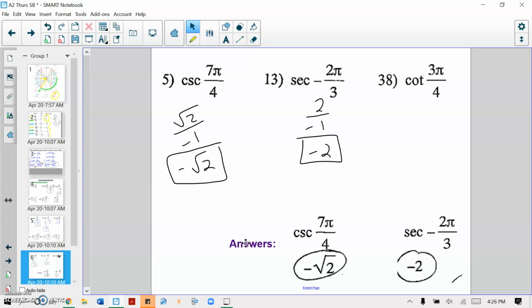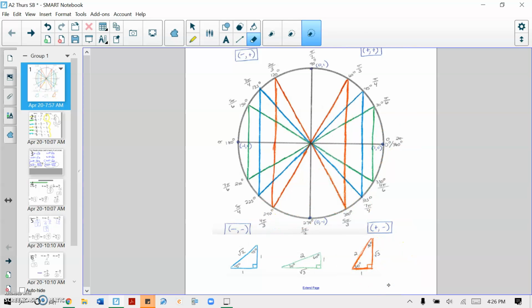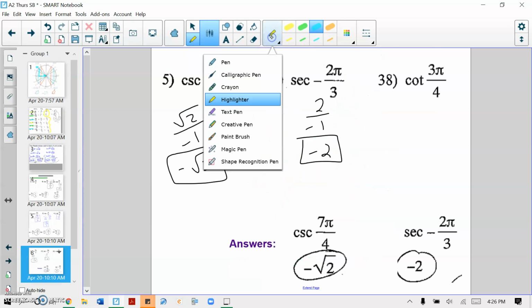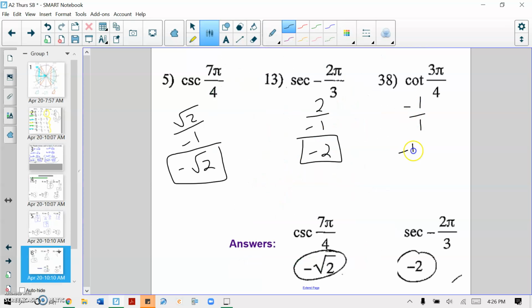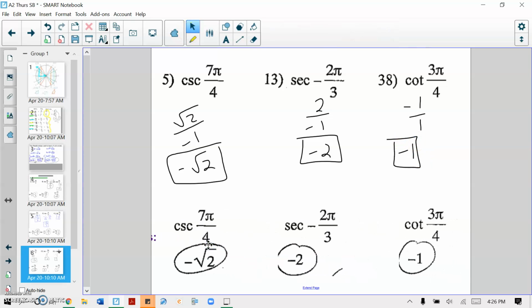All right, let's look at the last one. Cotangent of 3 pi over 4. Okay, I'm going to erase all this stuff. So it's just positive 3 pi over 4. So I'm just looking at this guy right here. And it was cotangent. Well, tangent is opposite over adjacent. So cotangent is adjacent over opposite. In this case, it's going to be negative 1 over positive 1. Well, negative 1 over positive 1 just reduces to negative 1. And that's where we get that answer from right there, okay?